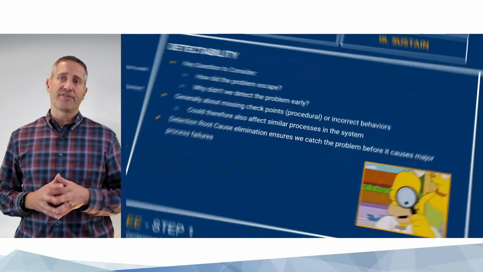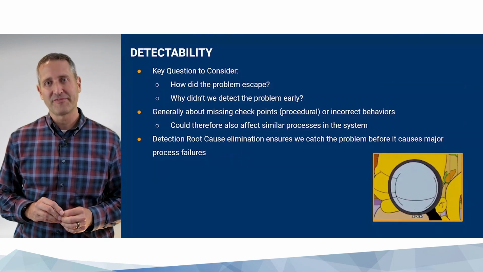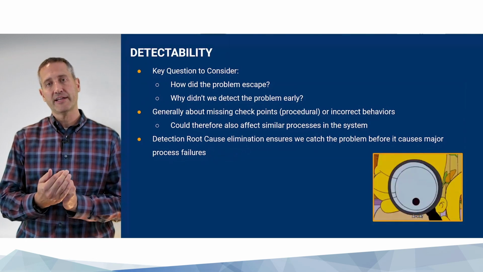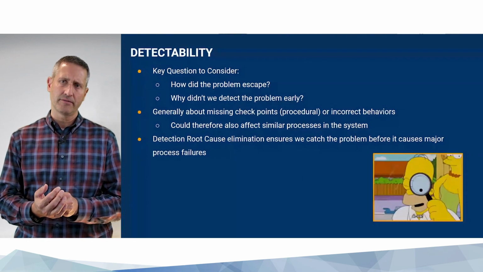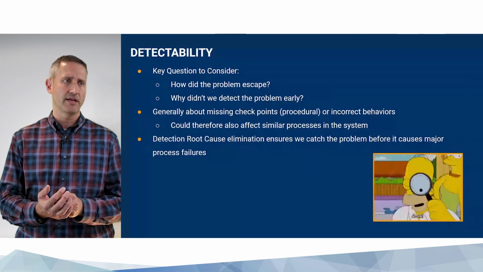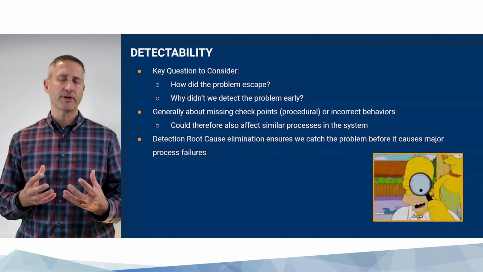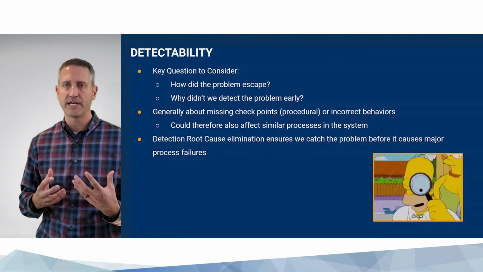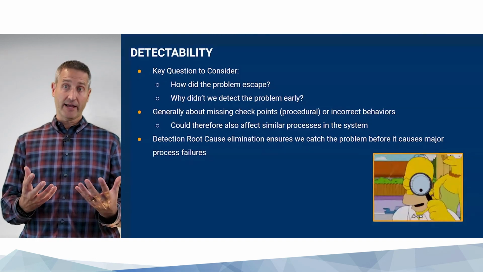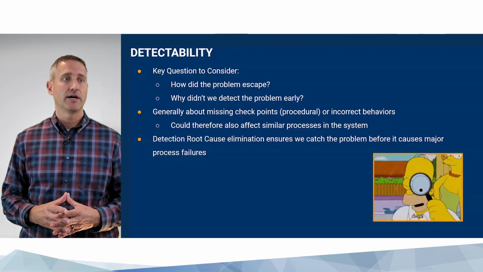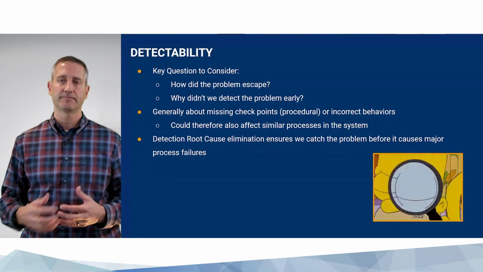So the first thing that we want to think about when we do a 3 by 5 whys, well, really the second thing we want to think about when we do the 3 by 5 whys is detectability. So we have a technical root cause. And now the question is, well, why didn't we detect that problem? Why did it escape? Why couldn't we have seen it earlier? Typically, detection root causes come down to missed inspections, missed checkpoints, or maybe just a lack of checkpoints inside of our process. And so we're looking for those kinds of things where that might be happening, okay?